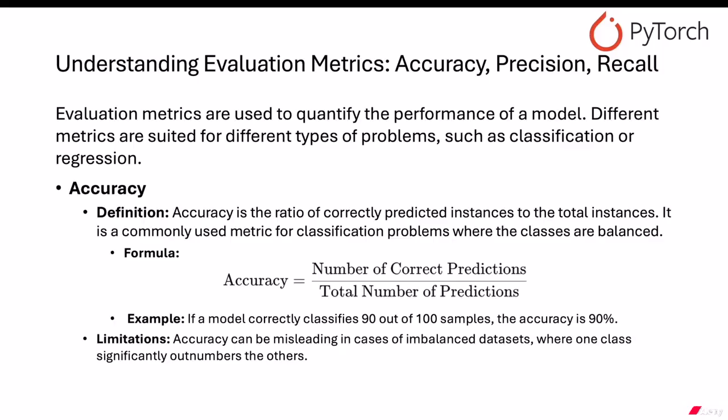It is a commonly used metric for classification problems where the classes are balanced. Here is the formula. Accuracy equals the number of correct predictions divided by the total number of predictions. Example: if a model correctly classifies 90 out of 100 samples, the accuracy is 90%. Limitation: accuracy can be misleading in cases of imbalanced datasets where one class significantly outnumbers the other.